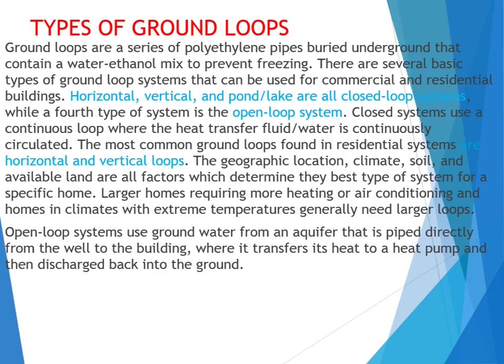Now let us see the types of ground loops. Ground loops are a series of polyethylene pipes buried underground that contain a water ethanol mixture to prevent freezing. There are various types of ground loops that can be used for commercial and residential buildings. Horizontal, vertical and pond loops are all closed loop systems, while a fourth type of system is the open loop system.